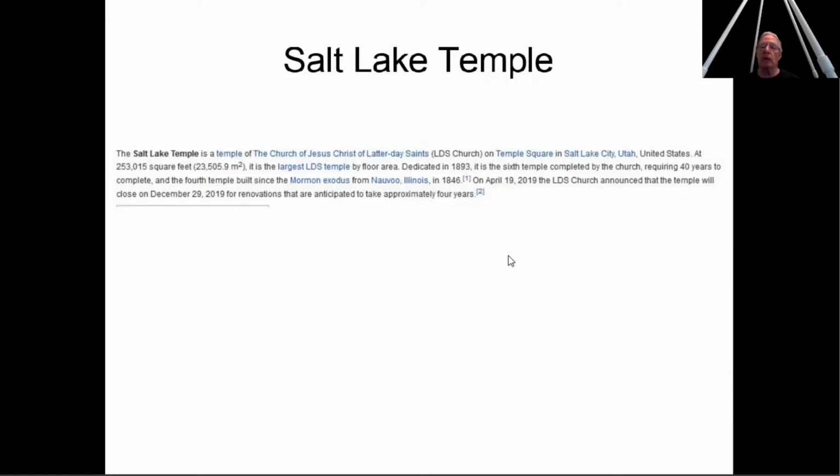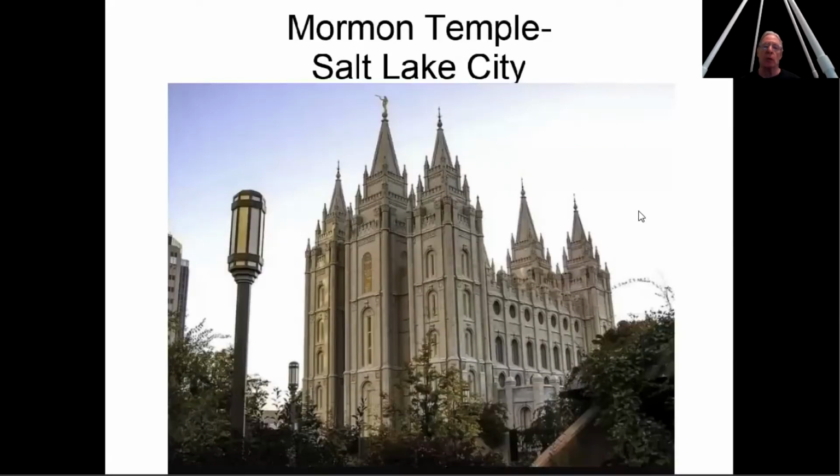Interestingly, on April 19th of this year, 2019, the LDS Church announced that the temple will close on December 29th, 2019 for renovations that are going to take about 4 years. An interesting timing given the recent information in the news about the church. But this is a beautiful facility, as you can see, and you can see all of these spires are pyramidal shaped, and you can see all the smaller pyramid-shaped spires as well, surrounding each of the larger 6 spires.